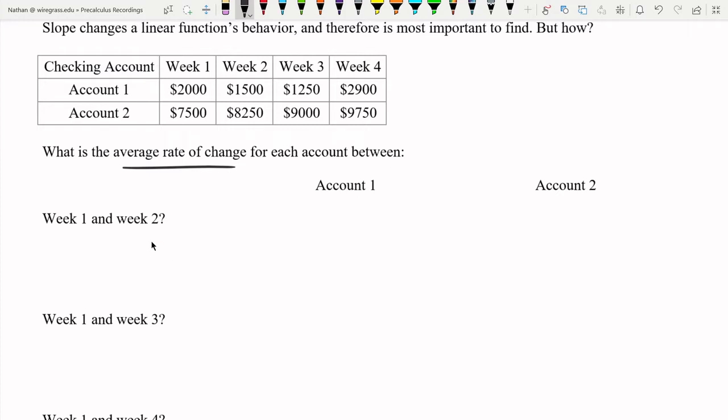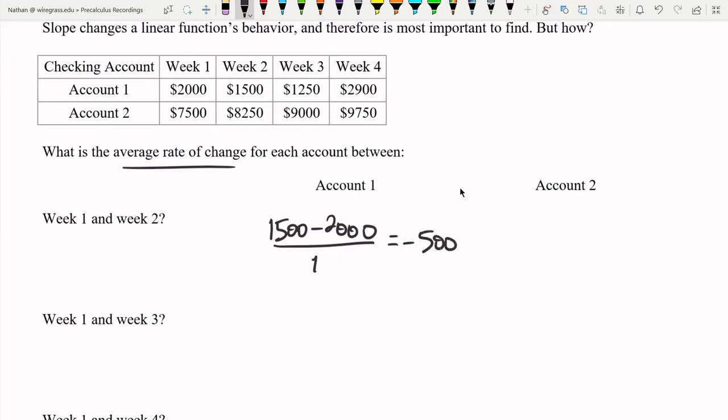So between week 1 and week 2, we're looking at an average. The average is only a single week between that. To find an average, we just subtract and then divide by how many periods we've gone between. In this case, we've only gone between one period here. So for account 1, we do final minus initial. That'll tell you if you've lost or gained money. Then divide it by 1. So you can see here we get -$500.